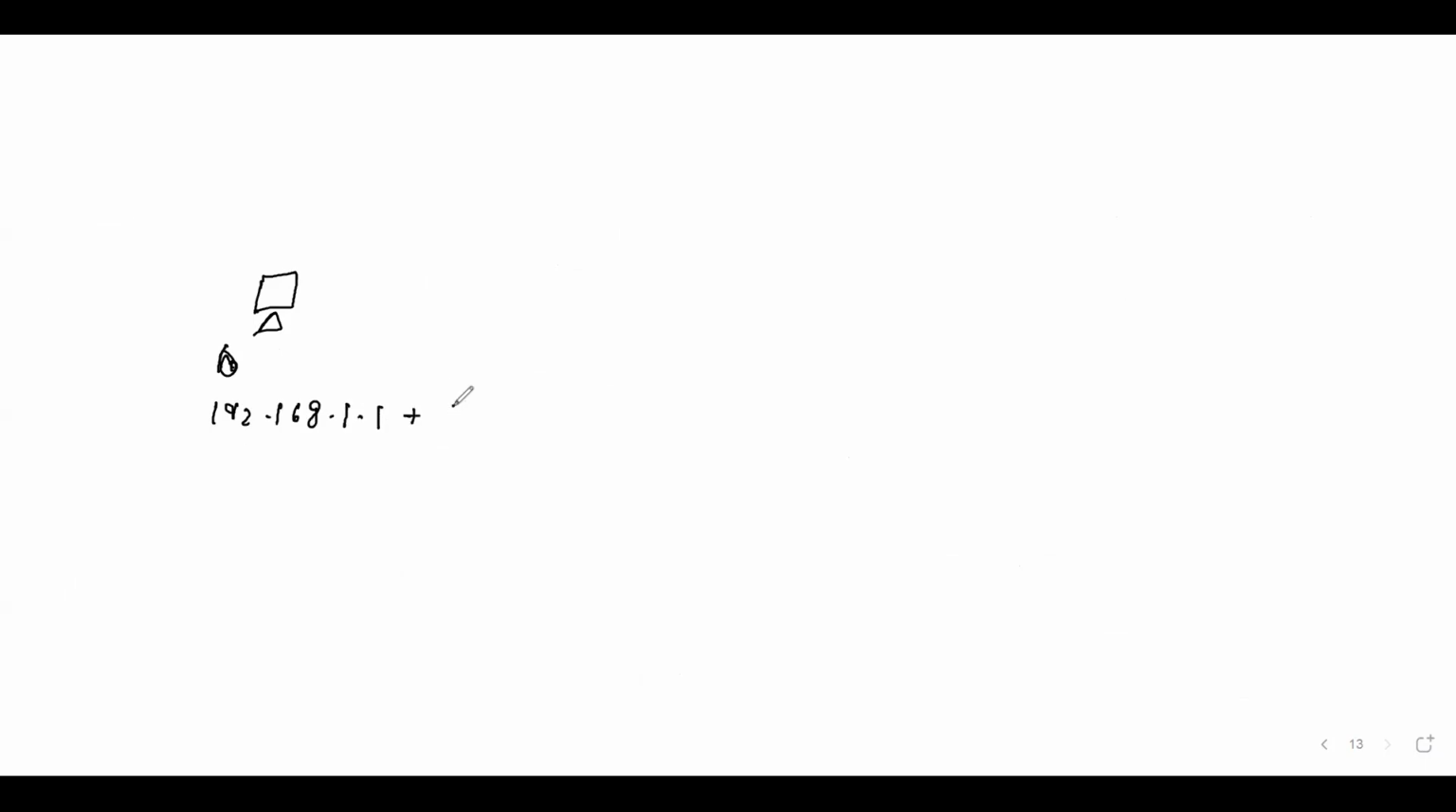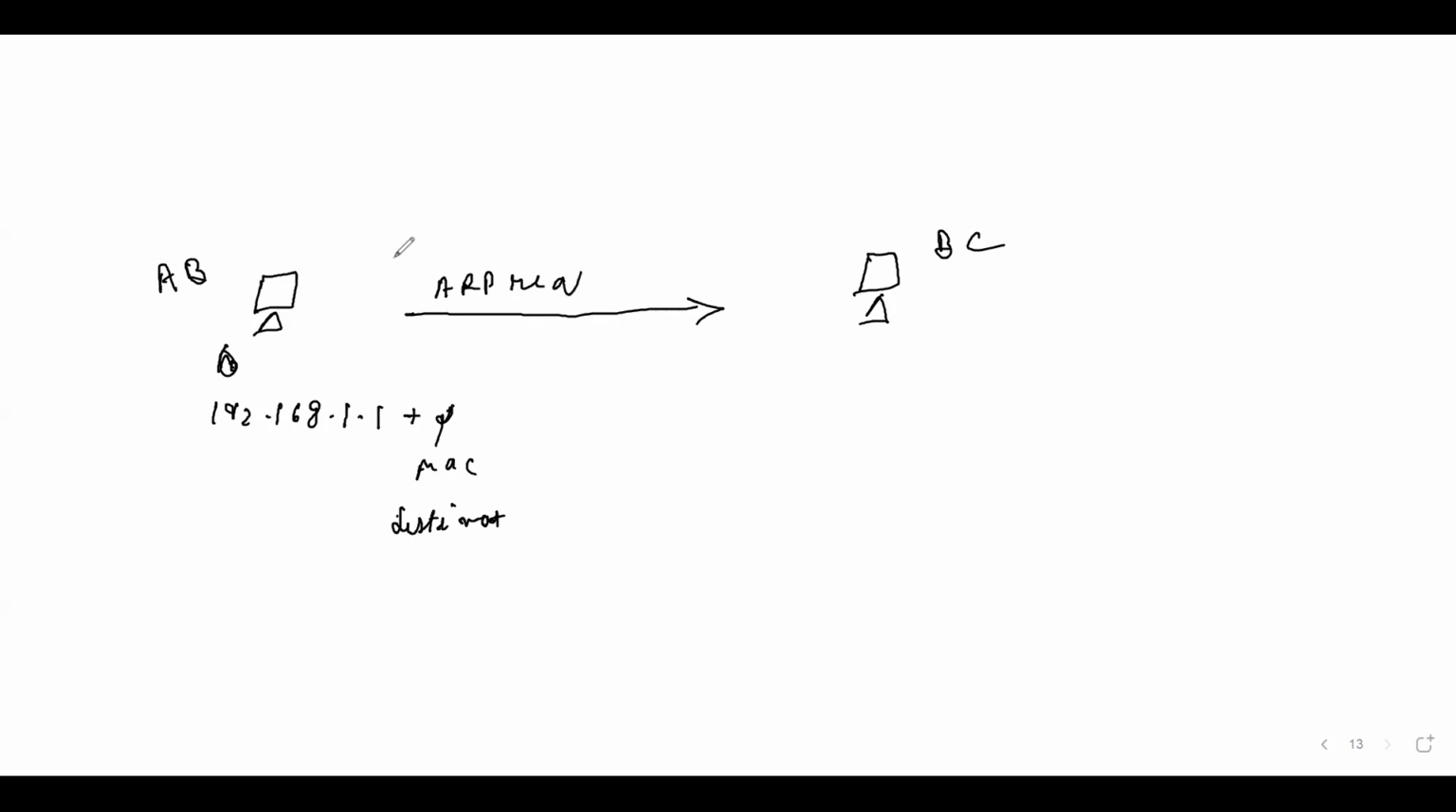This PC doesn't have the MAC address of the destination. The destination is this PC, and this is its MAC address, BC; this one is AB. So he will send an ARP request: can you send me the MAC address? PC1 to PC2: can you send me your MAC address? So it will reply, you can take my MAC address, and they will make an ARP table.